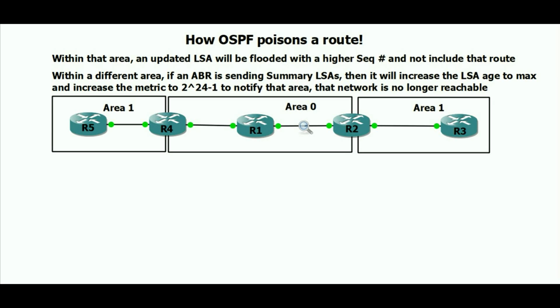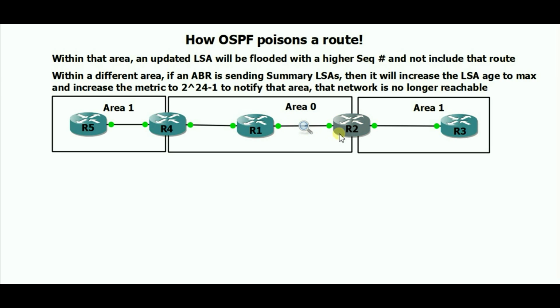So what happens when a route goes down within an area? An updated LSA will be flooded with a higher sequence number, and it's not going to include that route. So let's say there was a loopback on router 1. When that loopback goes down, instead of setting his own LSA to the max age, because that's going to get rid of all routes for his neighbor, he just needs to tell R2 and R4 about that one specific route. He'll just reflood that one LSA and not include it. So I got Wireshark going, and that's what I'm going to capture.